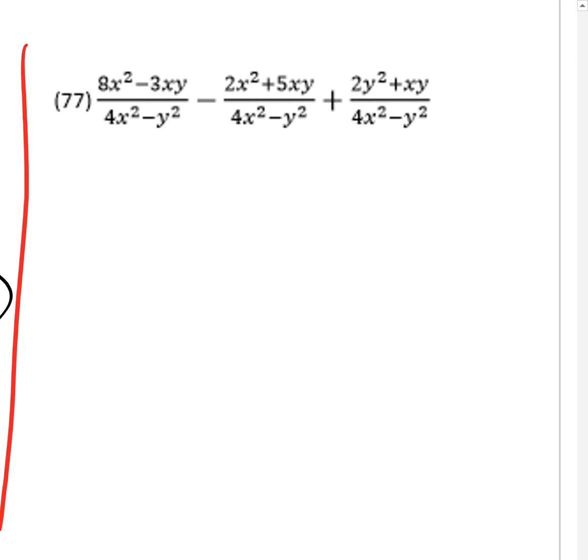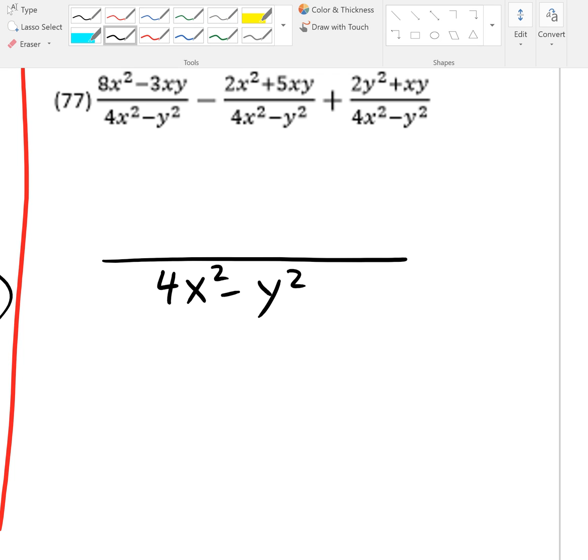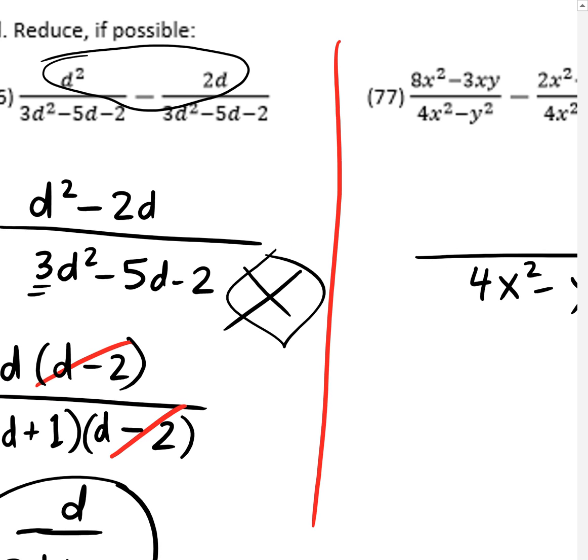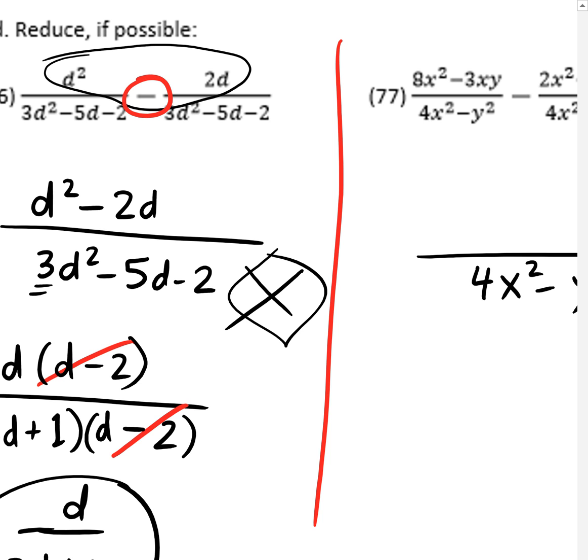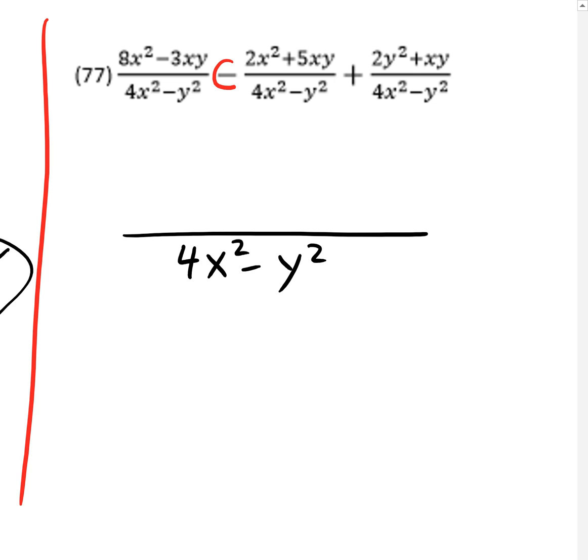This one looks scary, but notice all three fractions have the same denominator. So I'm just going to say 4x squared minus y squared. That's their common denominator. But I've got to be really careful here. Whereas in the last one, that minus sign between the two only went to one term, here notice this minus sign is meant for this entire numerator. So I have to be really careful when I combine numerators and write things in parentheses.